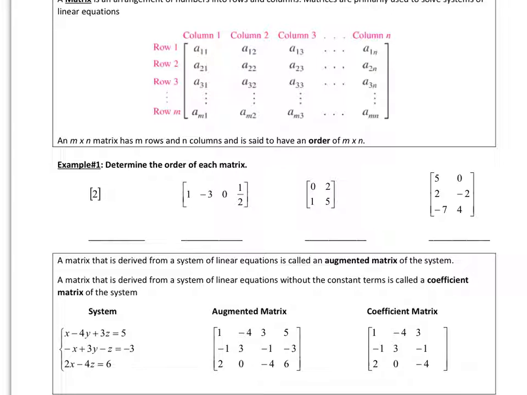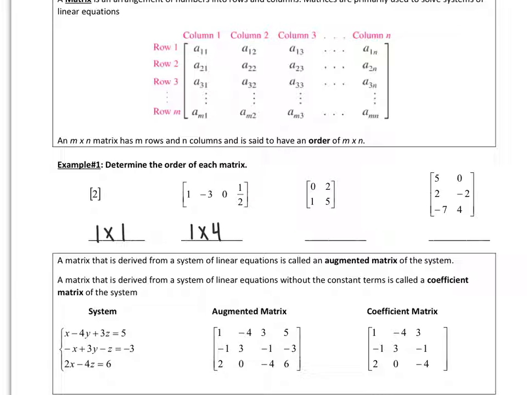Example number 1, determine the order of each matrix. So how many rows and how many columns do we have here? We only have one row and one column, so we would say that this matrix has an order of 1 by 1. Okay, now how many columns do we have here? 1, 2, 3, 4. And how many rows? One row. So therefore this matrix is a 1 by 4, one row by 4 columns.